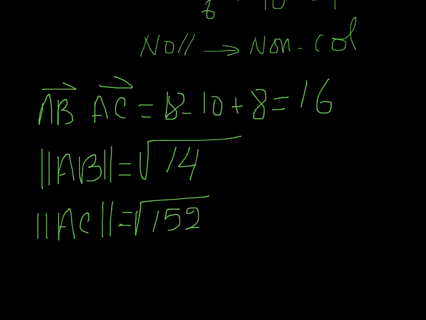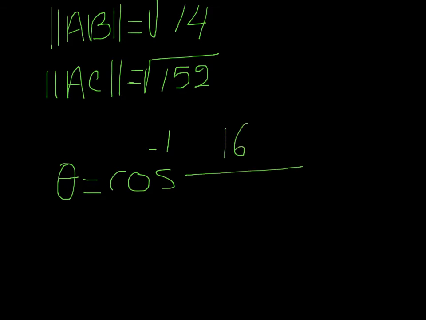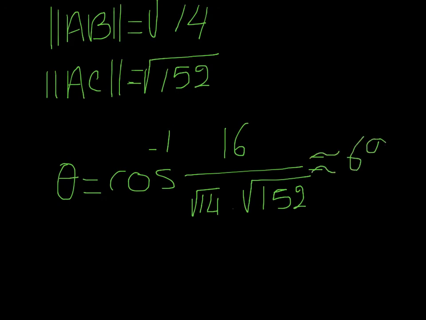And now to put it together to find the angle, theta is going to equal cosine inverse of 16 divided by square root of 14 times the square root of 152. You go to your calculator, make sure it's in degree mode, and estimate it to 2 decimal places. I have 69.7 degrees. As long as you're close enough, you'll be fine.